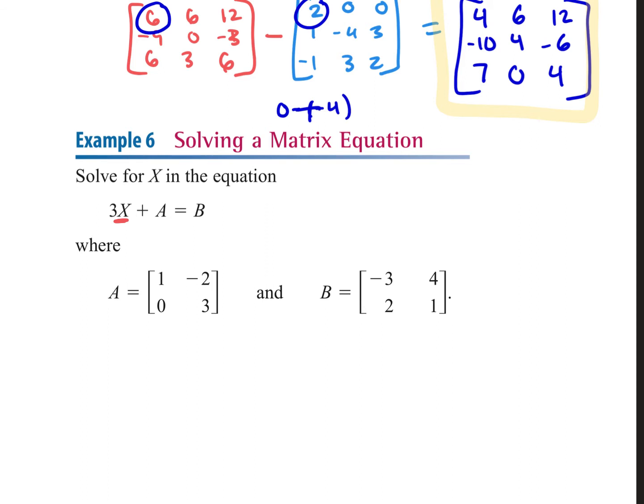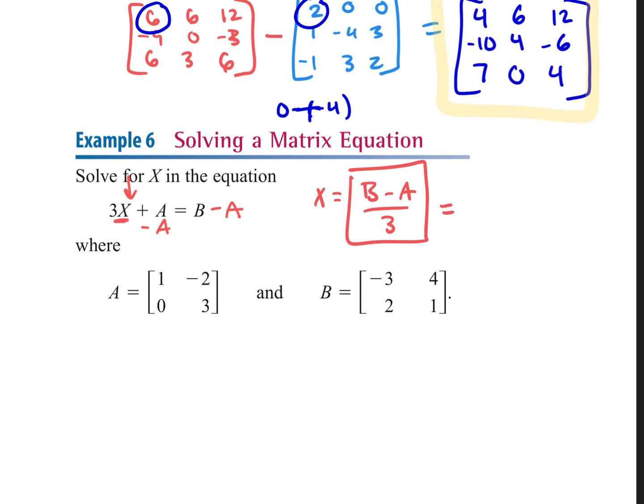So I want to rearrange this since I'm given A and B. I'm going to put this in terms of x equals. So how could I solve this for x? Minus A on both sides and divide by 3. So I get x is equal to (B minus A) over 3. So I now just have to perform this to find x.